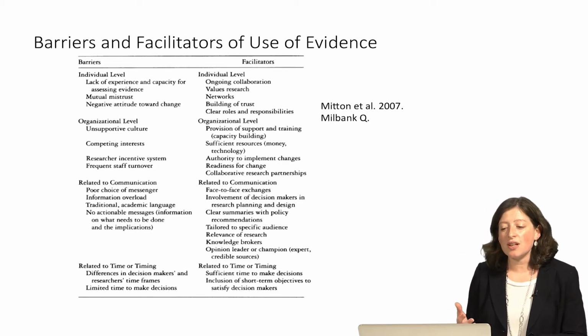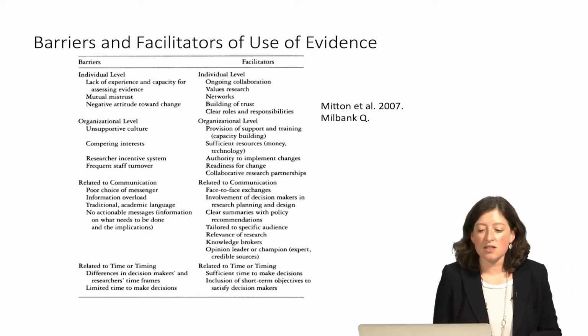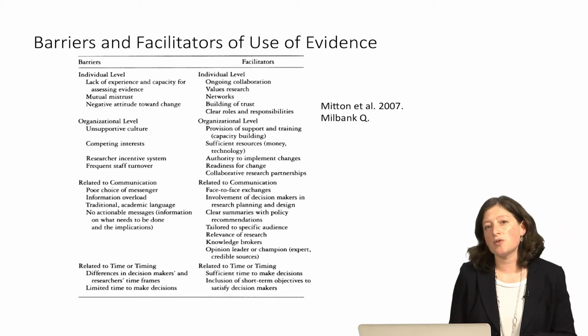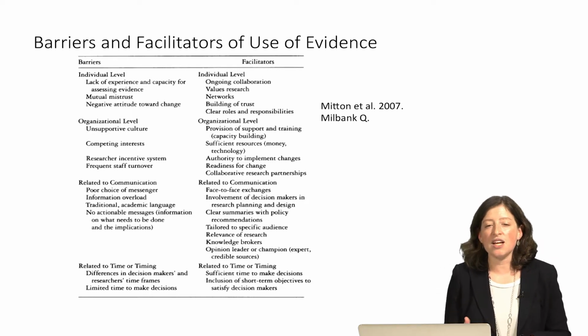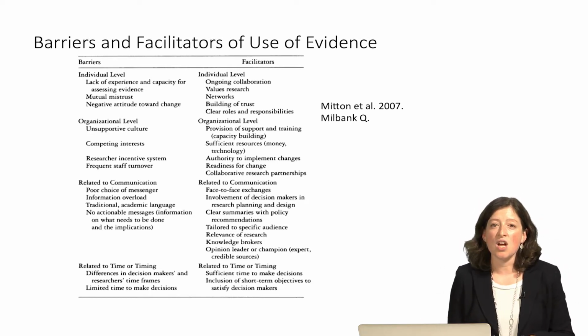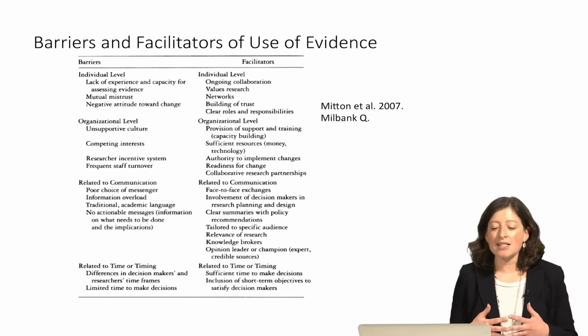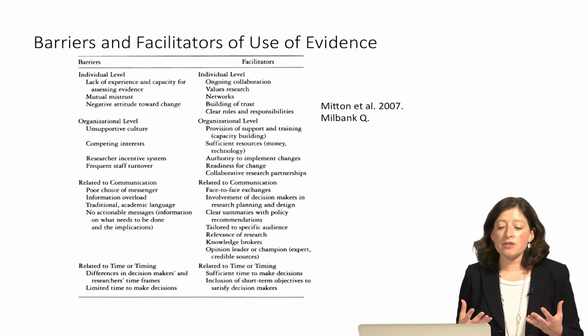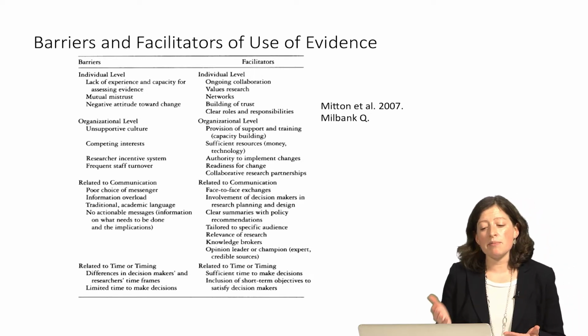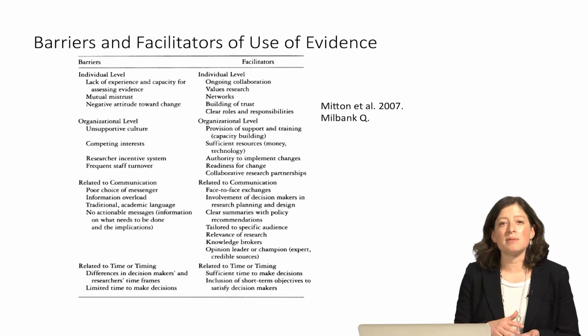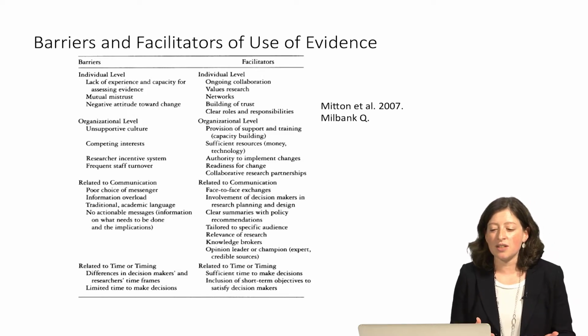So at the organizational level, we can facilitate better use of evidence with more support and more training on both sides, on the researcher side and the policymaker side, and making sure that there are sufficient resources to do this type of work well. We'll talk at the communication level in a few slides, but basically, researchers may not have the impact they want because of a poor choice of messenger or simply providing too much information.